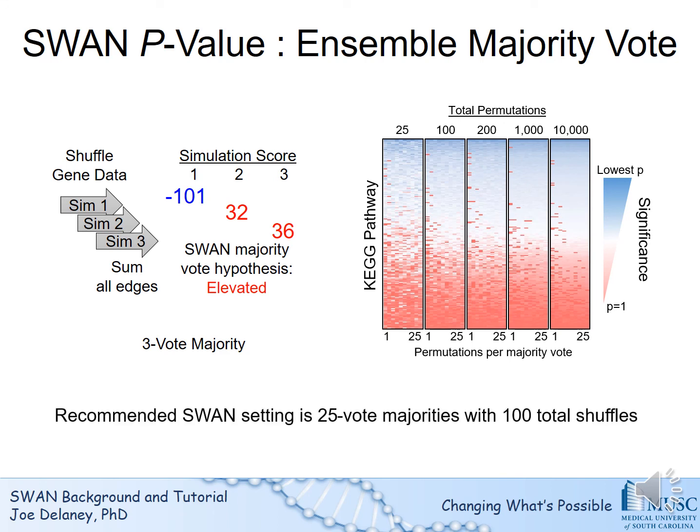So just looking at these different simulations that we've performed, for average users, we recommend a SWAN setting at 25 vote majorities with 100 total shuffles. That makes it a very short analysis time with minimal false positive or false negative occurring.